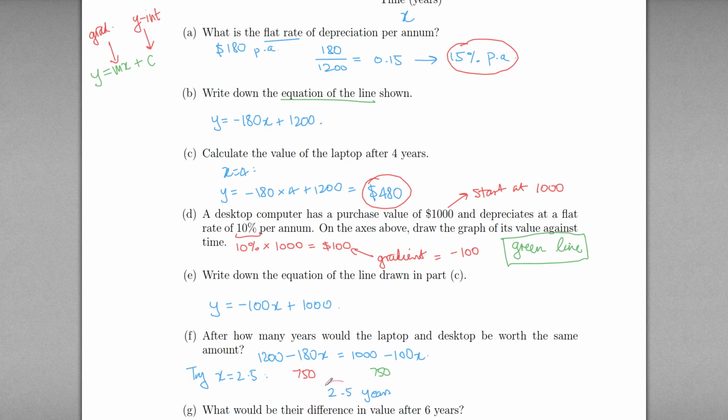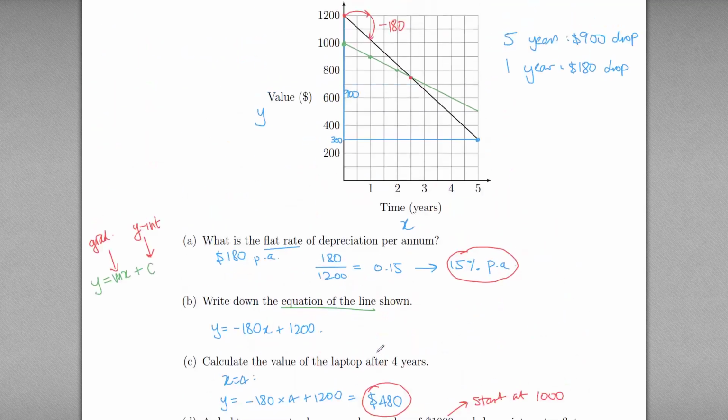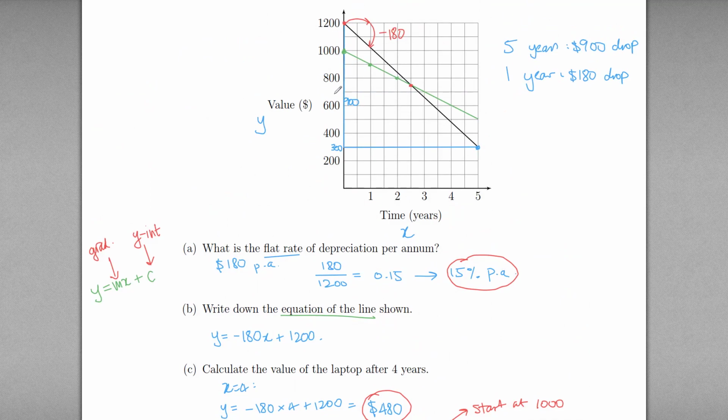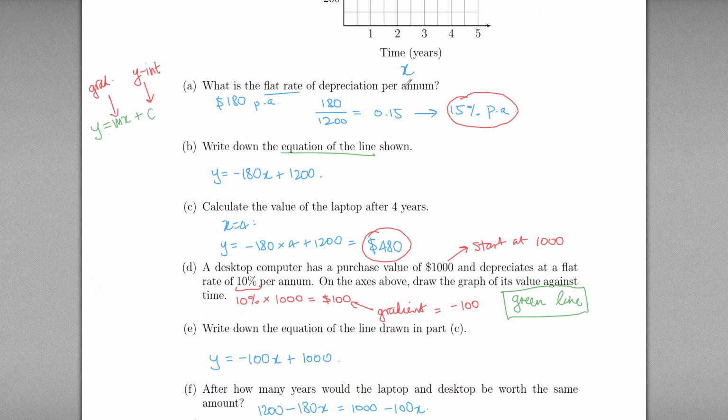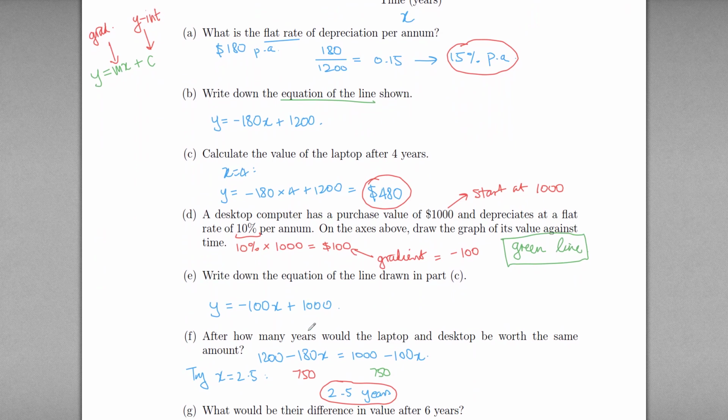So again, the process there was to look at the graph and see when are they worth the same value. So when do those two graphs sort of meet each other, and it looks like it's 2.5, and we confirm that by substituting 2.5 into both the equations and checking if this equal sign was true, and it was, so that means it's going to be 2.5 years.